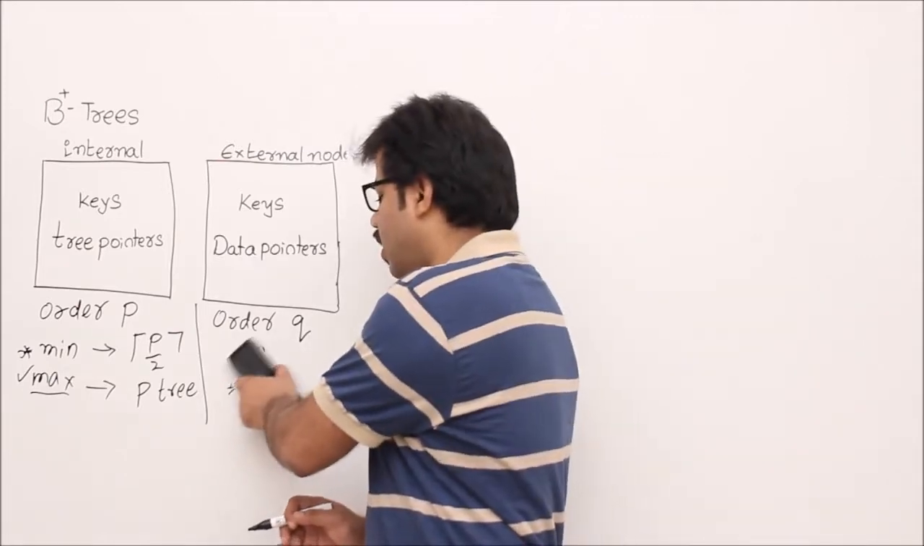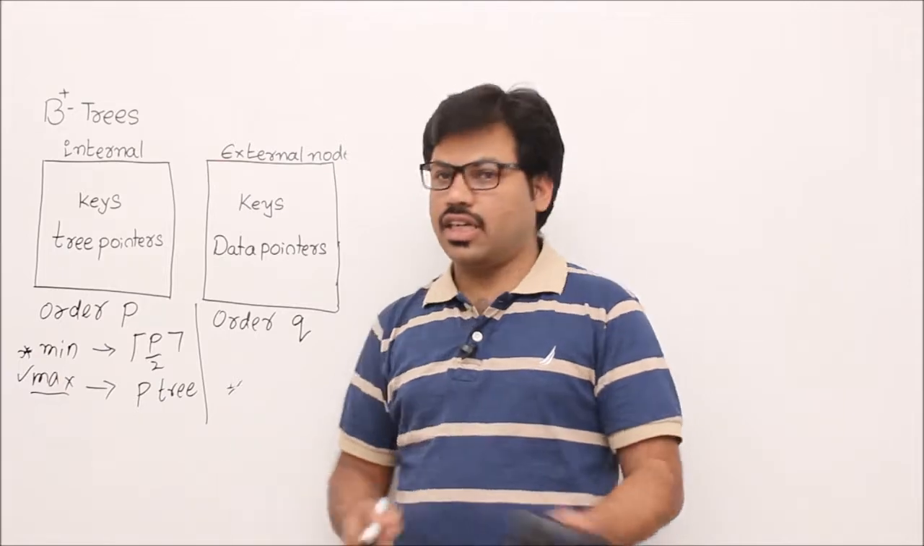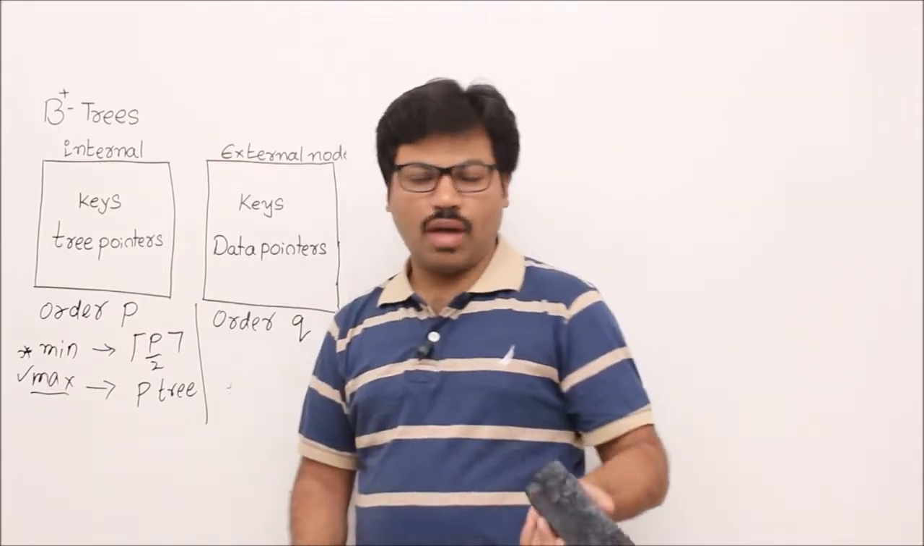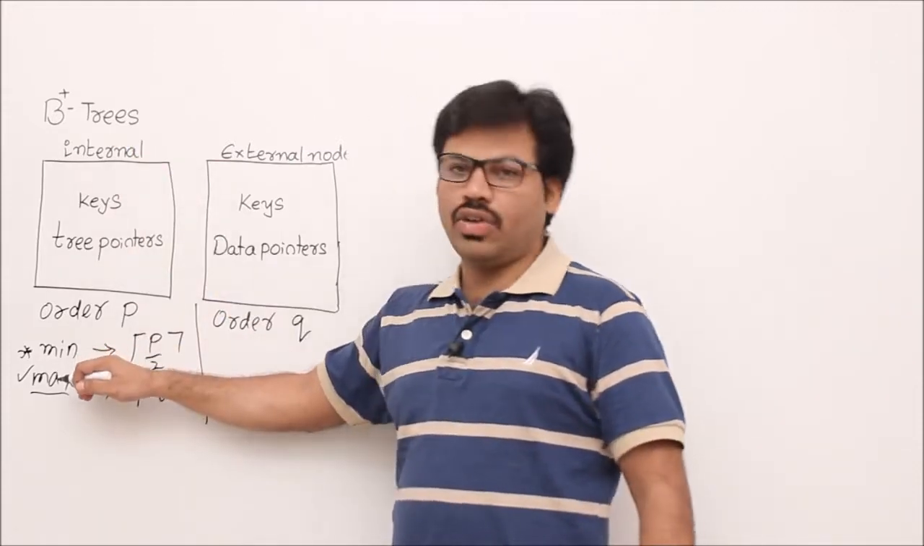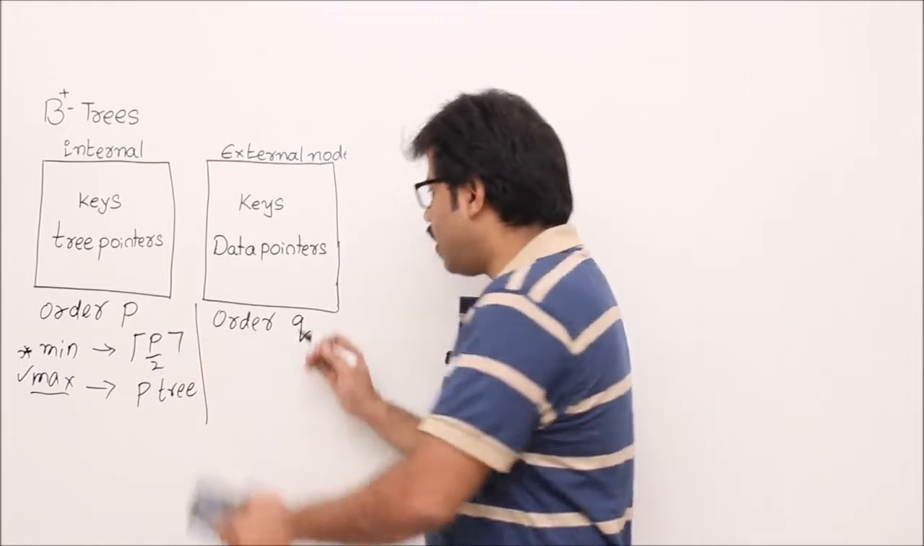Example, if it is an order 10 B tree, then the root cannot have a restriction that it should have at least 5, because sometimes we will keep one key or two keys. In the same way, in B plus trees also you can understand that. So now order Q. What is order Q for a leaf?